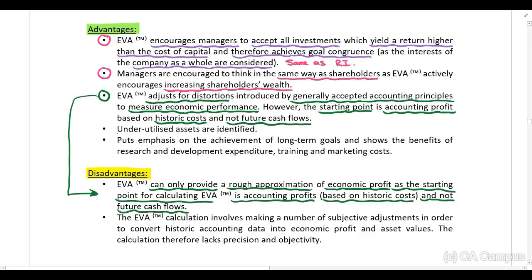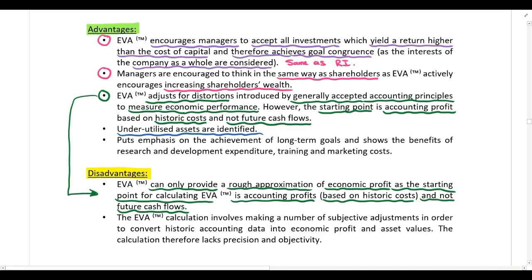EVA can also assist in identifying underutilized assets. So in our example, we saw we had a negative EVA, and we said one way of improving that is by reducing our asset value. If the asset value comes down, then EVA will increase. So if we do have a negative EVA, it forces the company to look at all of their assets and make sure that they are using those assets effectively. If they are not, they should identify assets that they are not utilizing effectively and sell those assets. And that will then improve the EVA.